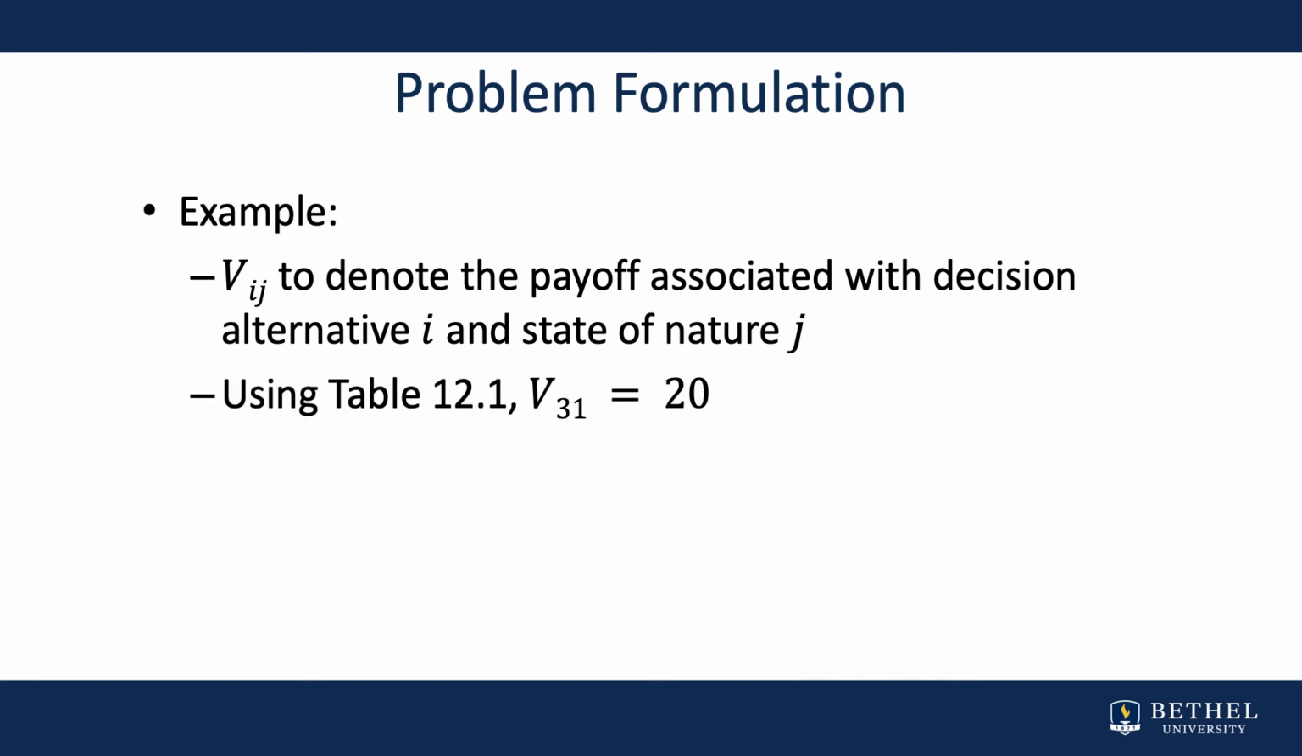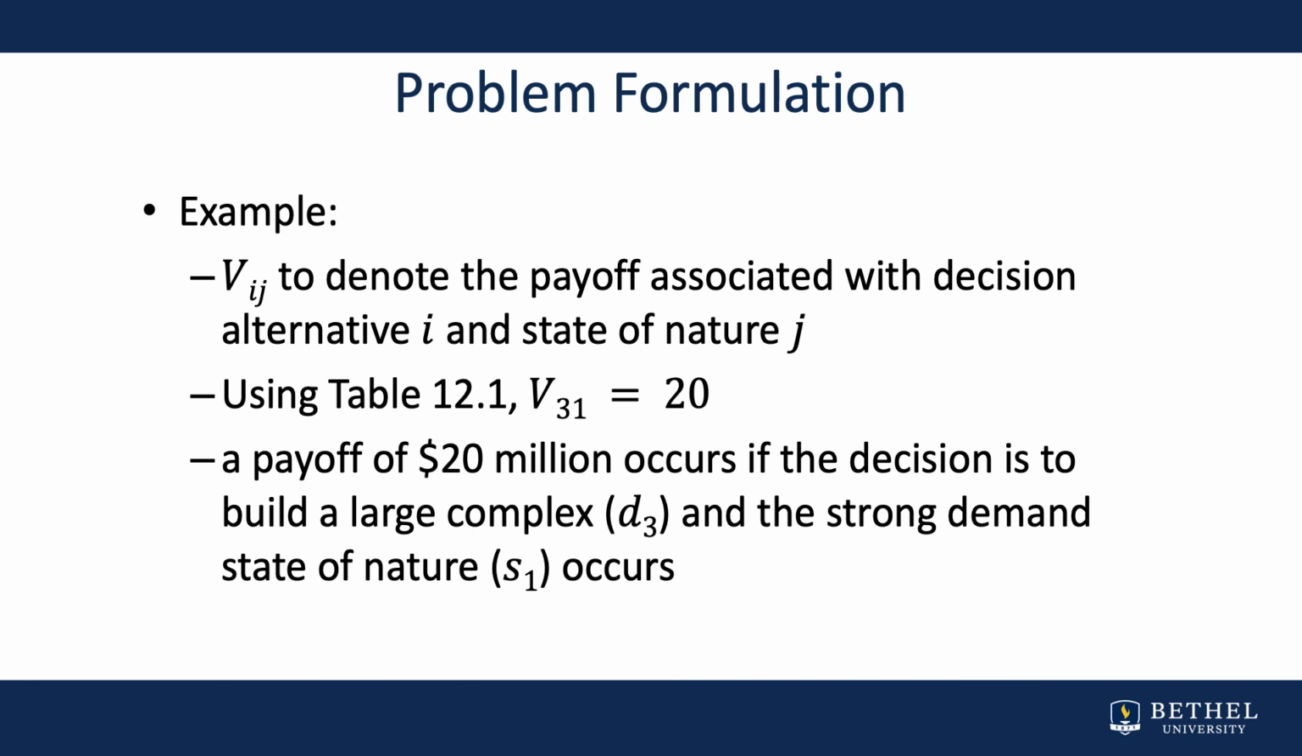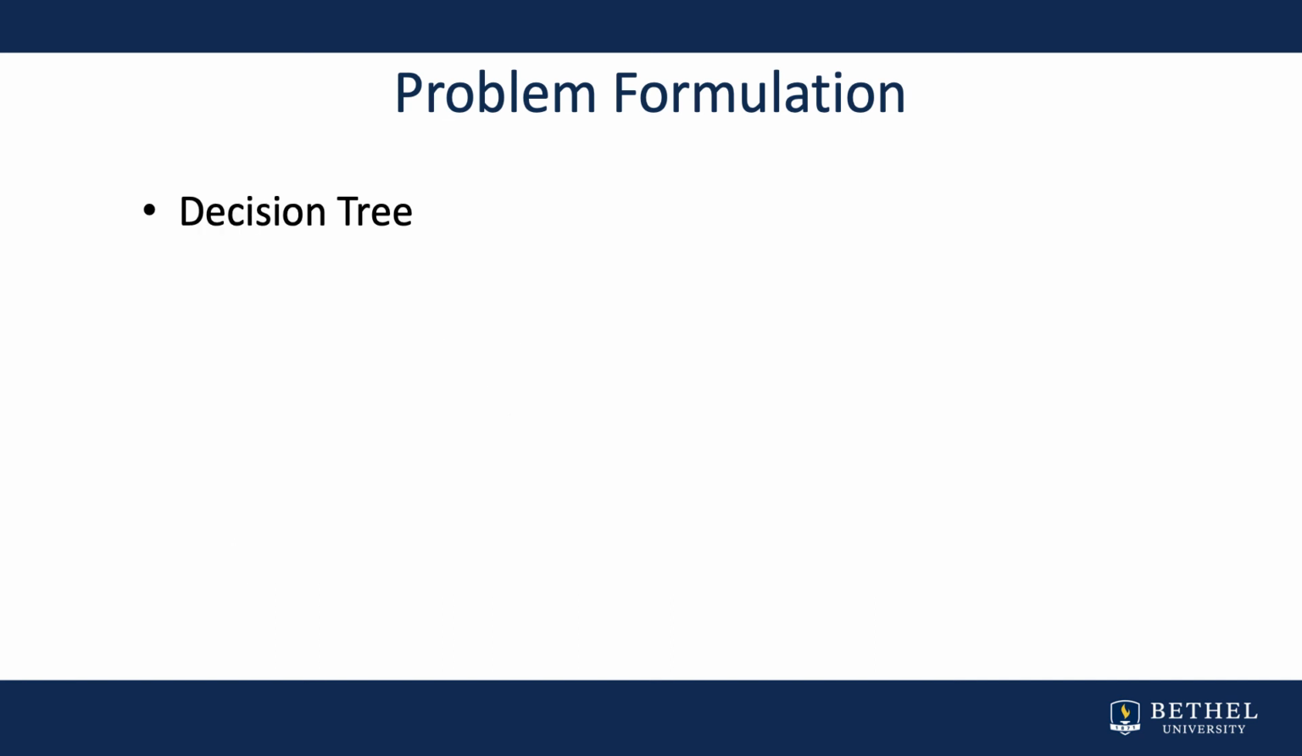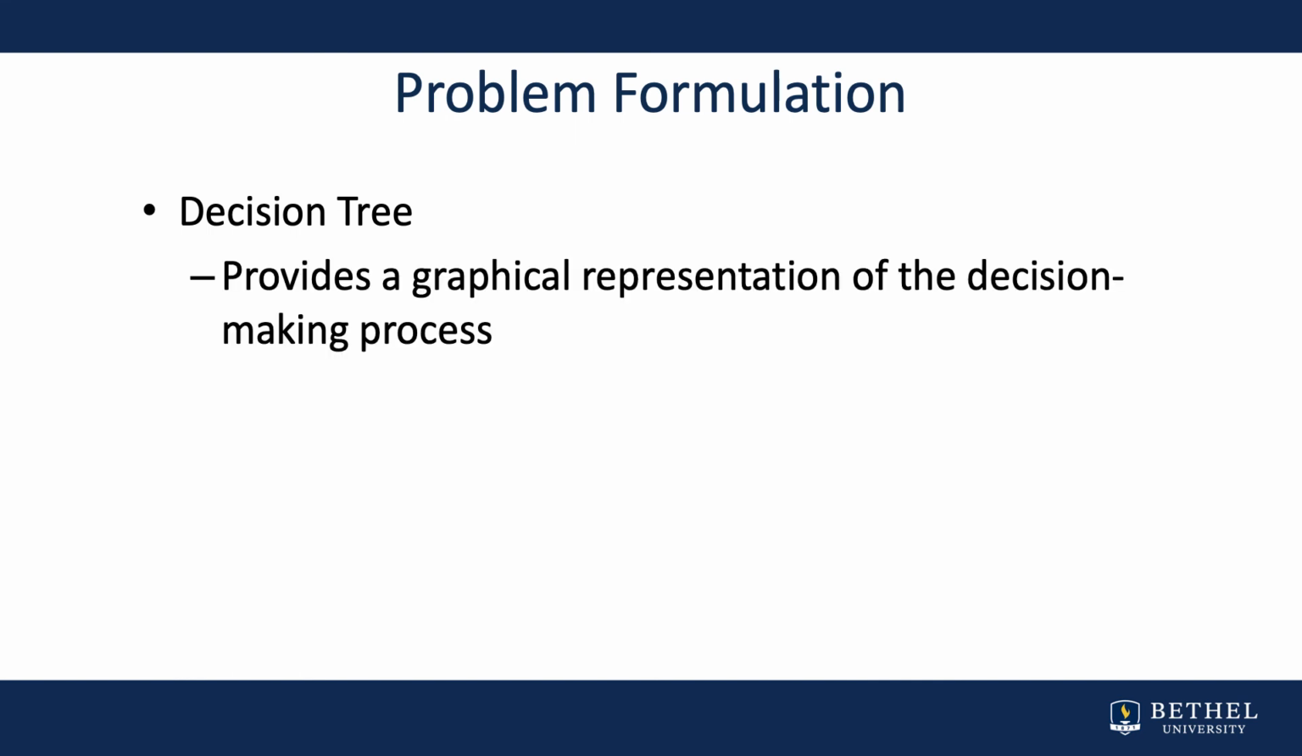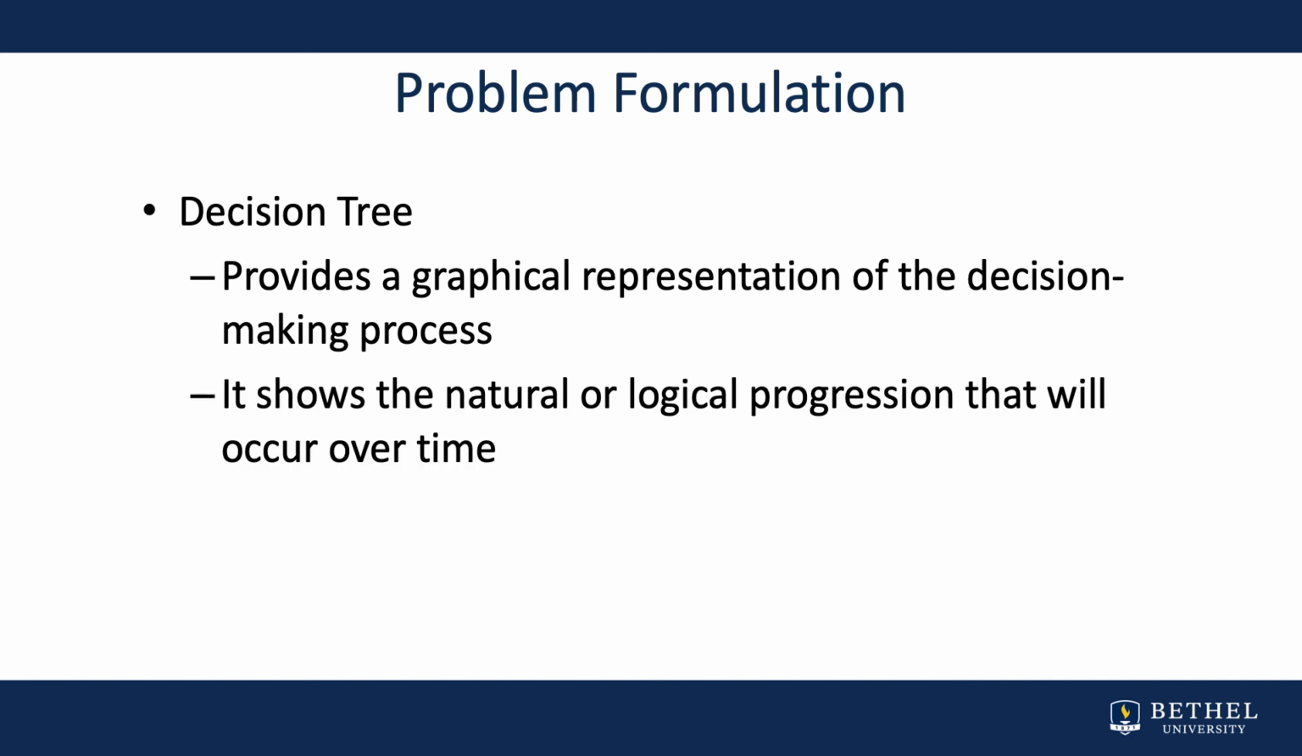Using the table, V sub 3(1) equals 20 indicates that a payoff of $20 million occurs if the decision is to build a large complex, D3, and a strong demand state of nature, S1, occurs. As a part of problem formulation, we build out what's called a decision tree. The decision tree provides a graphical representation of the decision-making process. It shows the natural or logical progression that will occur over time.